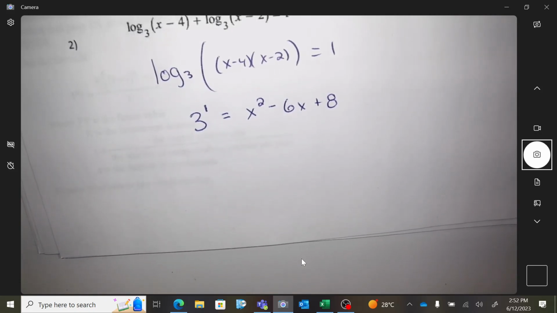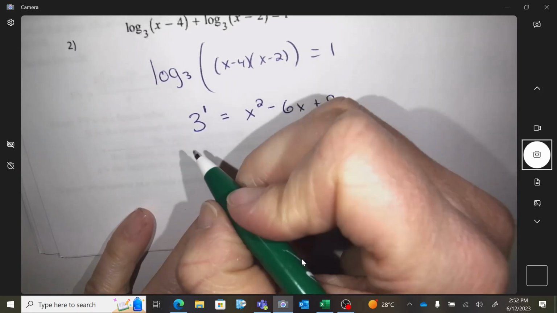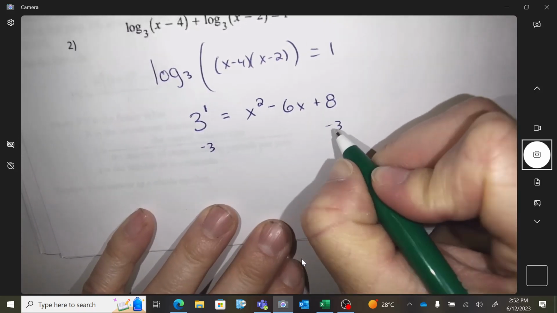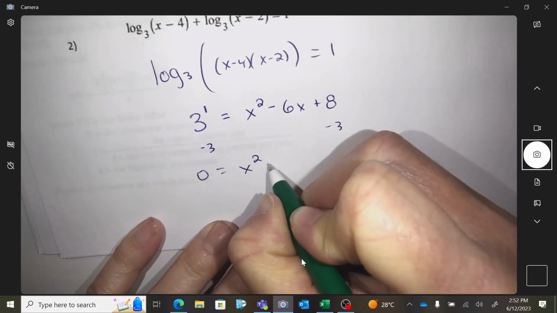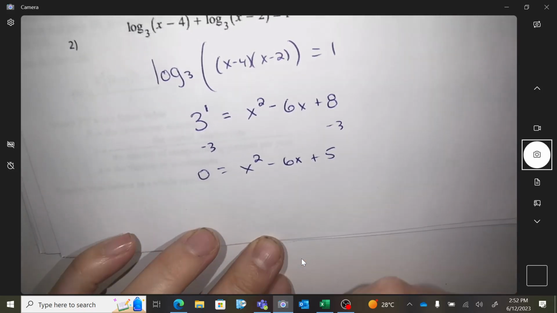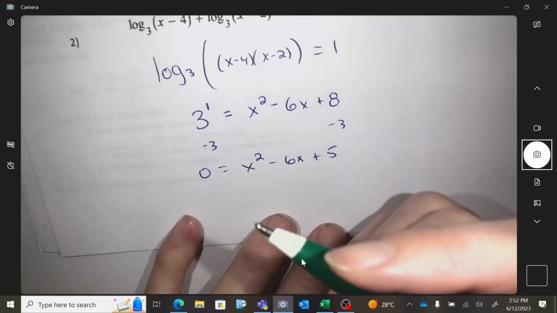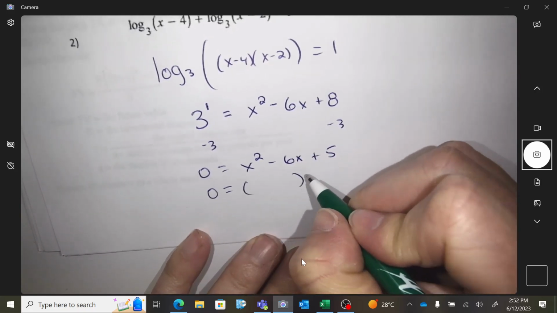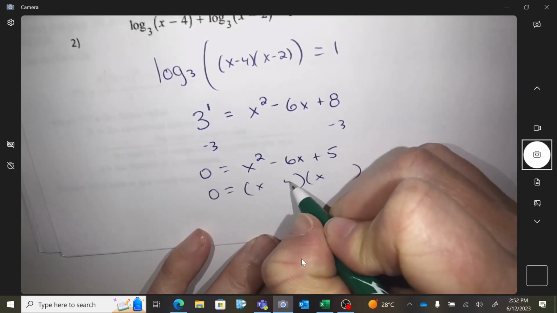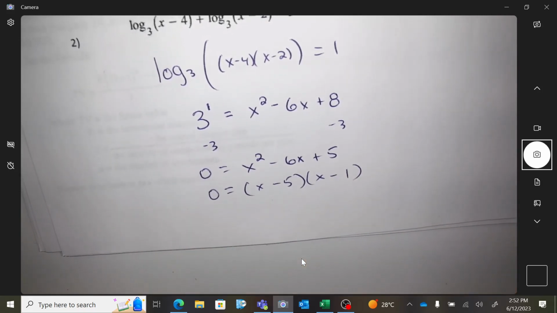So now this is grade 11. What do you want to do to solve an equation? It's a quadratic. Zero, this is missing. Zeroed out. So I'm going to minus 3. And then factor. And if it doesn't factor, I have a formula, but this one should factor. When you factor, 5 and 1.